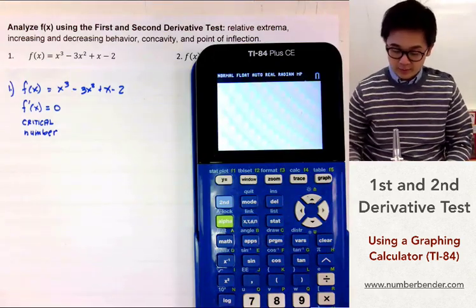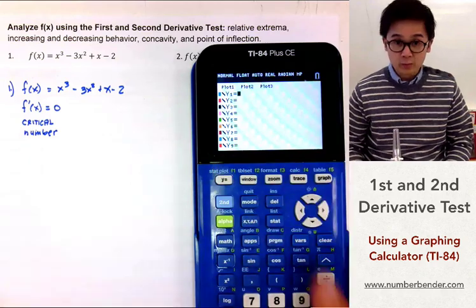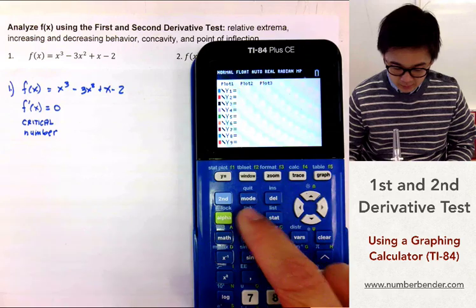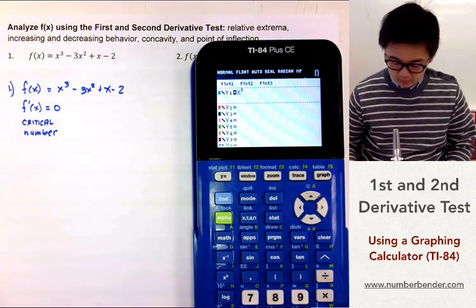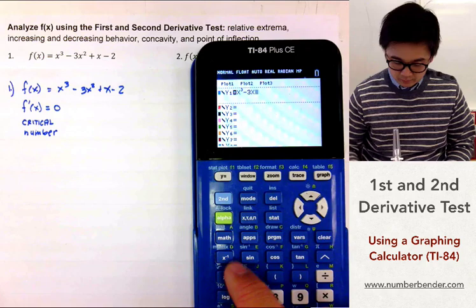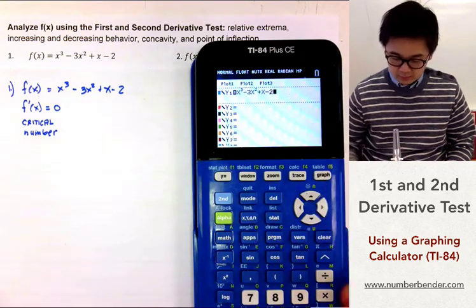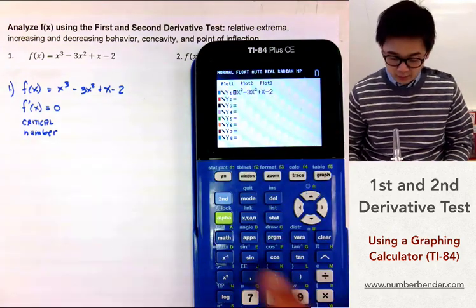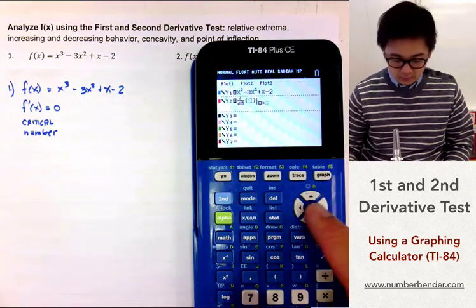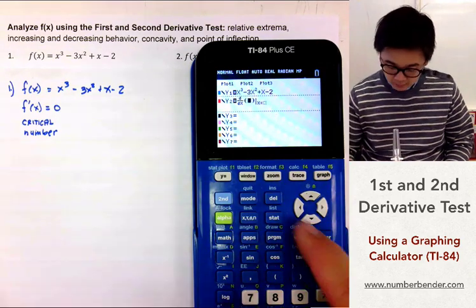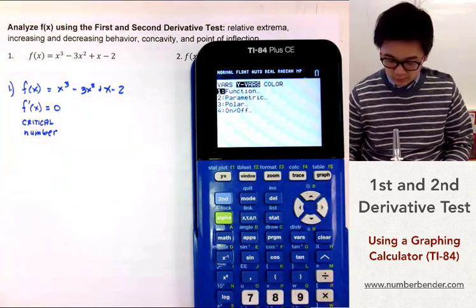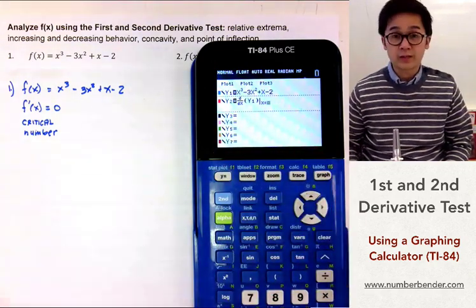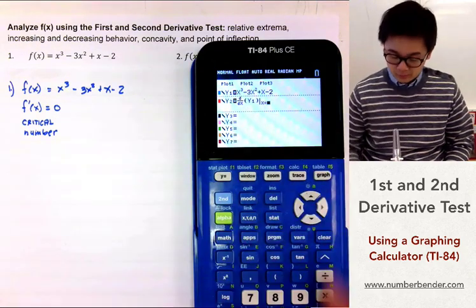So to start, this is your y equals, this is your graph right here. So let's plug in our function, x cubed minus 3x squared plus x minus 2. And to get the first derivative of function y sub 1, you push math 8 and you push x, and then vars, y vars, go to function, and you'll get the derivative of y sub 1 with respect to x.